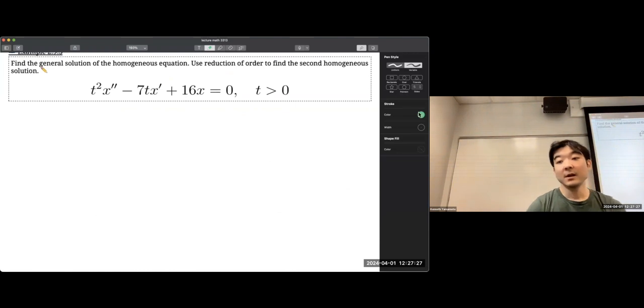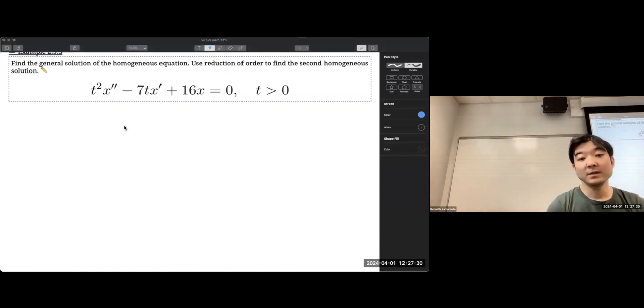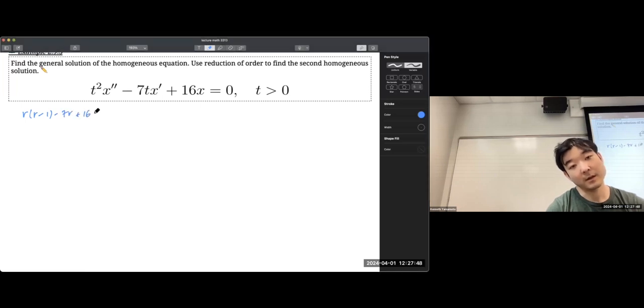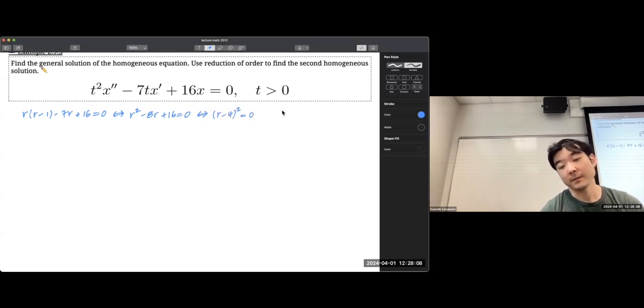So for Euler equations, we had something similar happen. This is an Euler equation because it's a t squared term, a t term, and a non-t term. So you do the indicial equation, r times r minus 1, minus 7r plus 16, and this multiplies out to r squared minus 8r plus 16. And then this factors to r minus 4 squared equals 0.